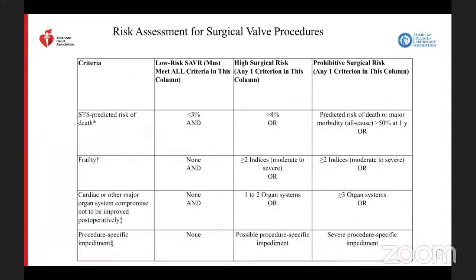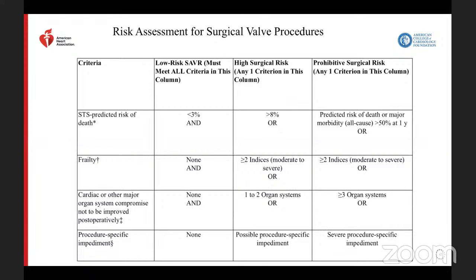For risk assessment for surgical valve procedure, to determine if this patient is low risk for surgical AVR or high risk or prohibitive surgical risk, he has to meet some criteria. We have 4 criteria here. The STS, which is predicted risk of mortality, and they can use also the Euroscore risk. There is also the frailty, which has 7 frailty indices, that can be applied to calculate if there is no frailty or mild frailty or moderate to severe frailty.